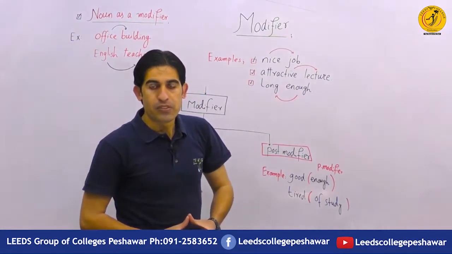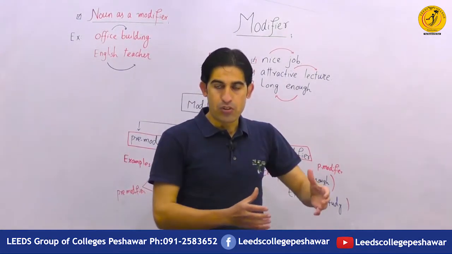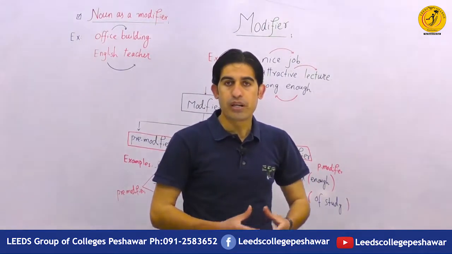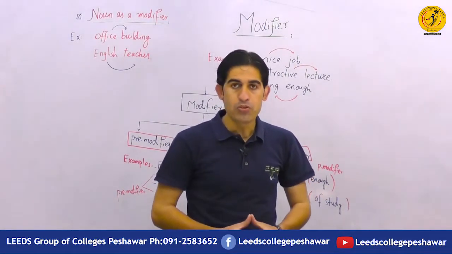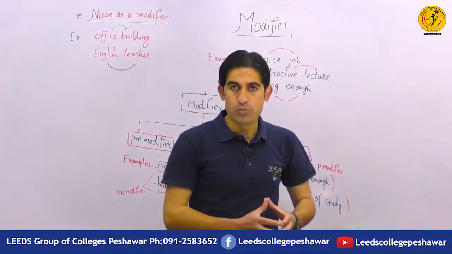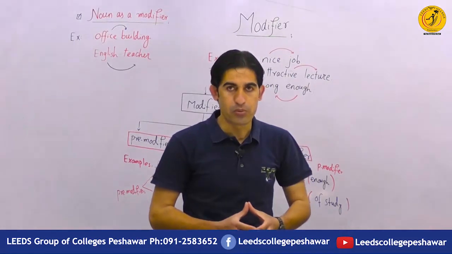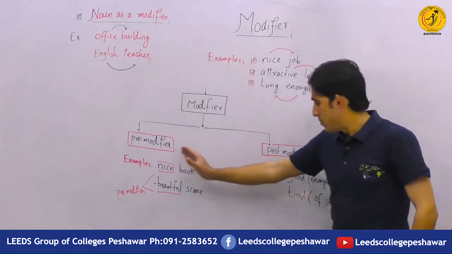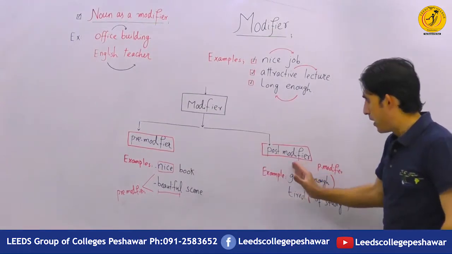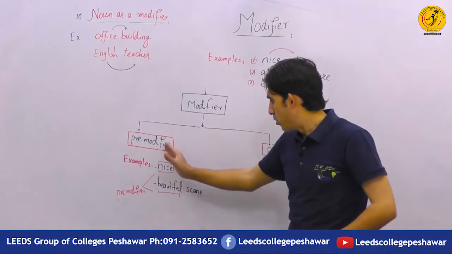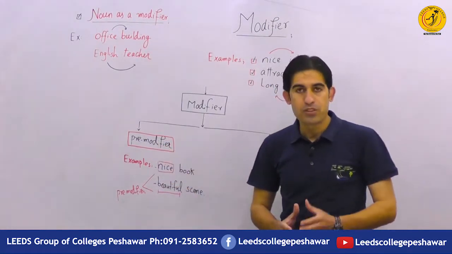The point is that some modifiers come at the end, after the noun which they qualify, but some modifiers come before the noun. Based on this concept, modifiers have been categorized, grouped into two fundamental categories: number one, pre-modifier, and number second, post-modifier. Coming to discuss what exactly we mean by pre-modifier.